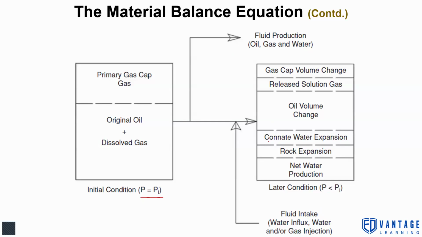For people who are new to this, the connate water term is the saturation of water in the initial condition when P is equal to Pi. This connate actually signifies in situ water that is available from day one, or when the discovery has happened.